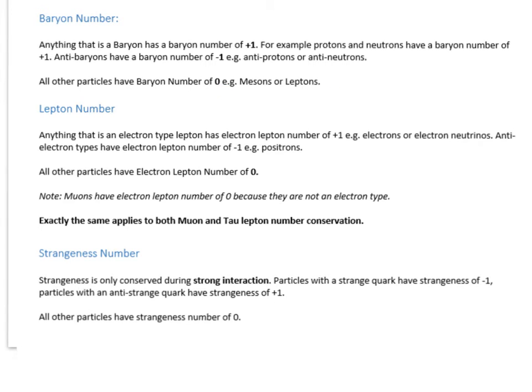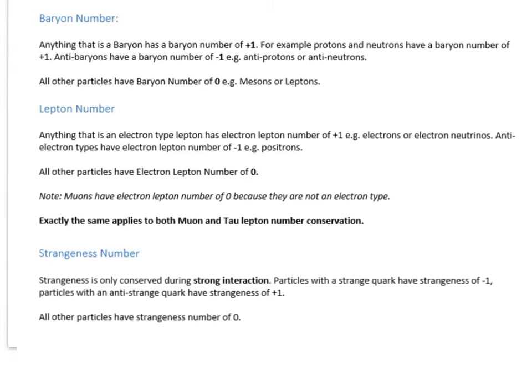The same thing works for the other properties as well. If we look at electron lepton number, if you are an electron type lepton, you have +1. If you're an anti-electron type lepton, you have -1. Like a positron is the antiparticle of an electron, so it's an electron type, but it's an antiparticle, so it has -1. Anything that isn't an electron type lepton has a number of 0, so like a muon has a 0 because it's not an electron type lepton. Those rules apply for the muon and tau conservation as well.